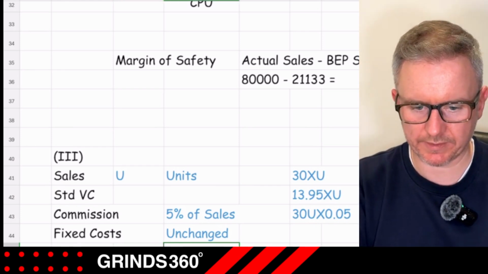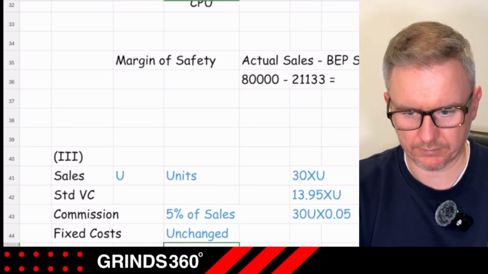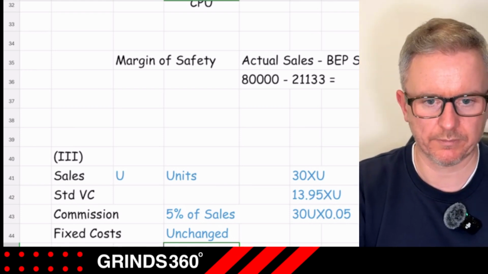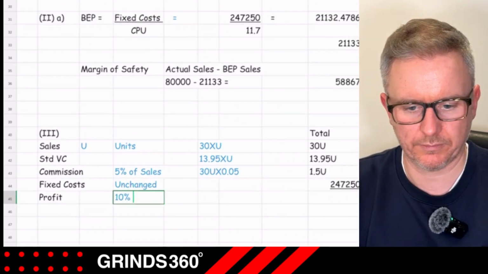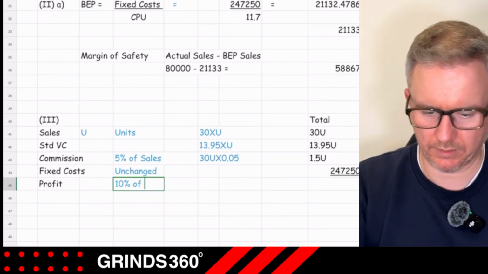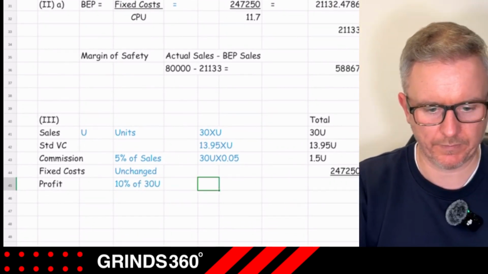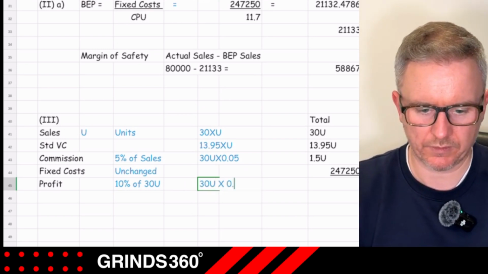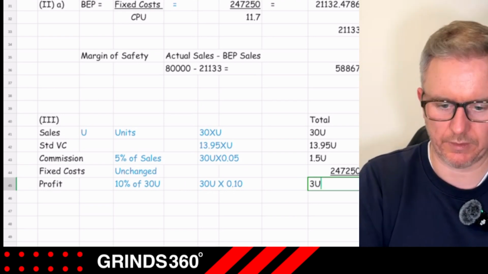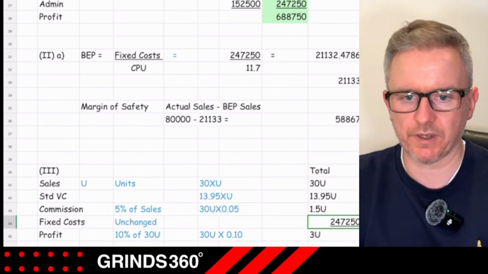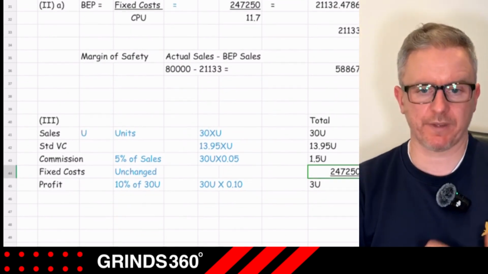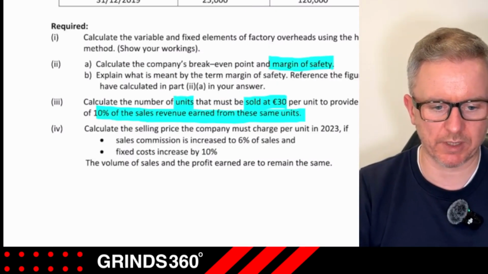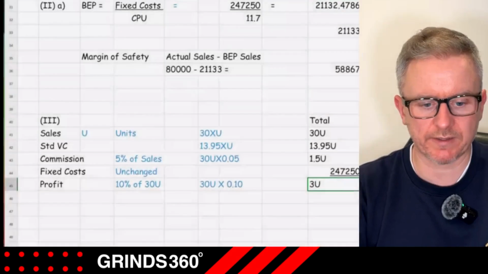So 10% of 30U. So 30U times 0.1. So there was my 3U. Okay. So everything else is still fine. We're just kind of working our way through it. So now we have to figure out what U is. That's what the question asked us for. So it asked us to come along and calculate the number of units. So we're ready to do that.